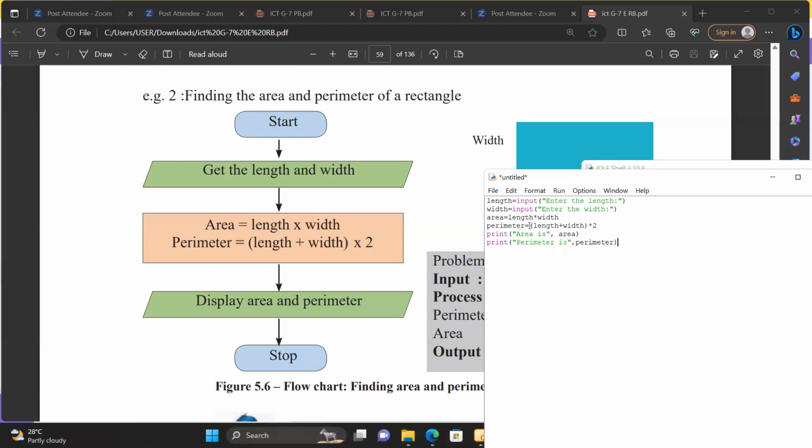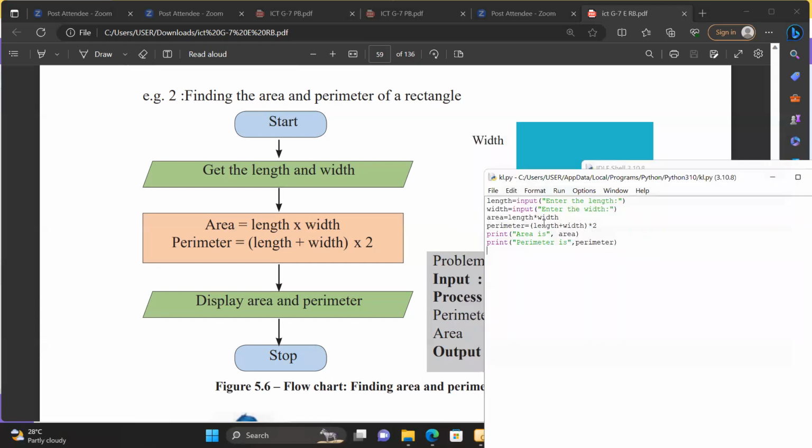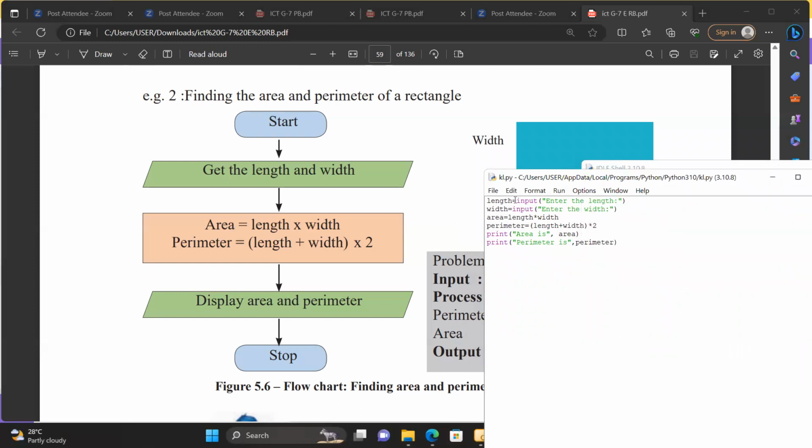Area is this, perimeter is this, then save it. Okay, then run the code. And you will be asked the length and this. And you can see, oh, can't multiply. You need to convert this to integer. Sorry, it's my mistake. You need to get it as numbers, right? Then it won't be affected.